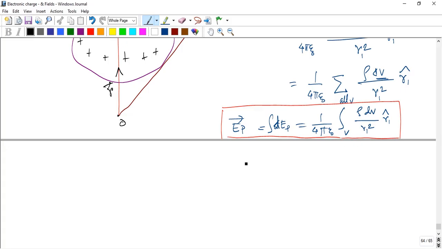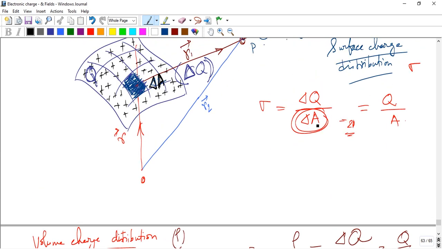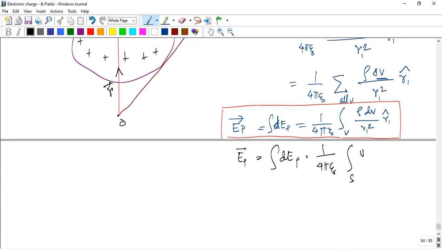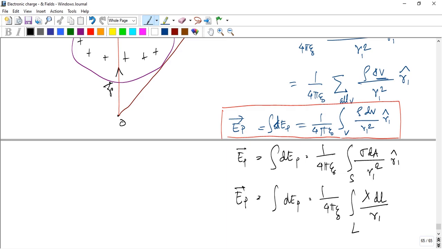Similarly, EP for a surface is 1 over 4 pi epsilon naught, the Coulomb constant, times a surface integral, where delta Q changes into sigma dA, the differential area, over R1 squared in the R1 cap direction. Similarly for a line, EP is 1 over 4 pi epsilon naught times a one-dimensional integral of lambda dL over R1 squared in the R1 cap direction. So the first equation is for volume charge distribution, the second for surface charge distribution, and the third for line charge distribution. Very easy.